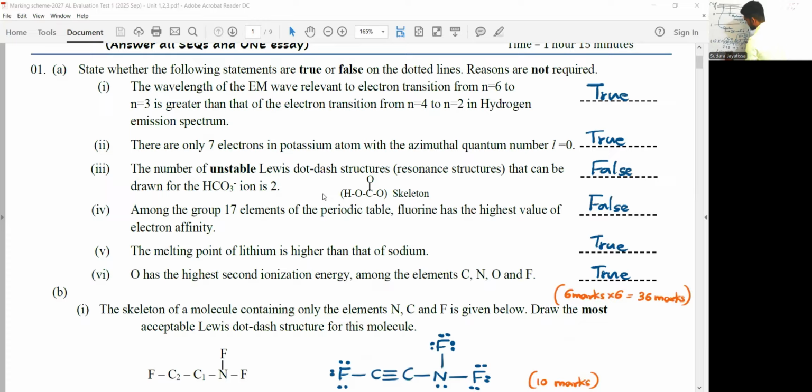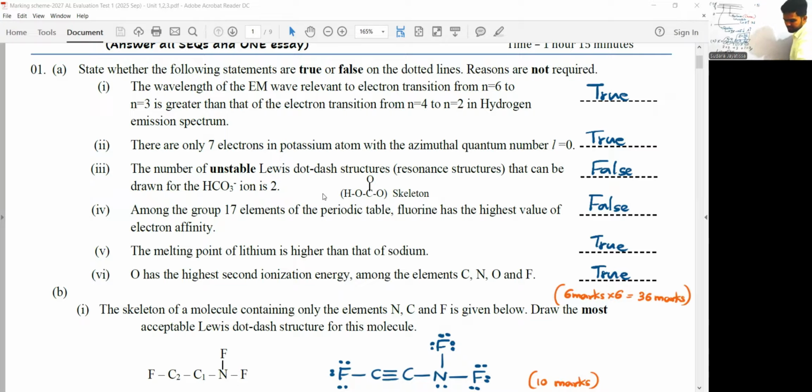S sub energy level. Right. Look at the third one. Number of unstable Lewis structures for the bicarbonate is 2. Bicarbonate, HCO3 minus. So let's see why it is false.